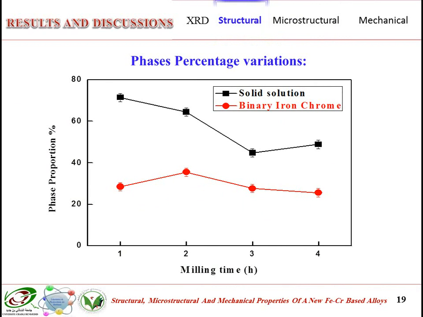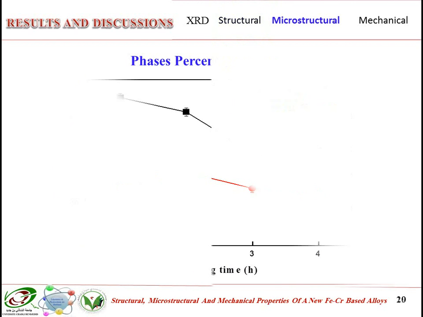The proportion of solid solution phase decreases in the first 3 hours to 44.7% because of the formation of other phases. The formed iron chromium binary records the highest phase proportion at 2 hours of milling of 35%, then remains nearly stable.